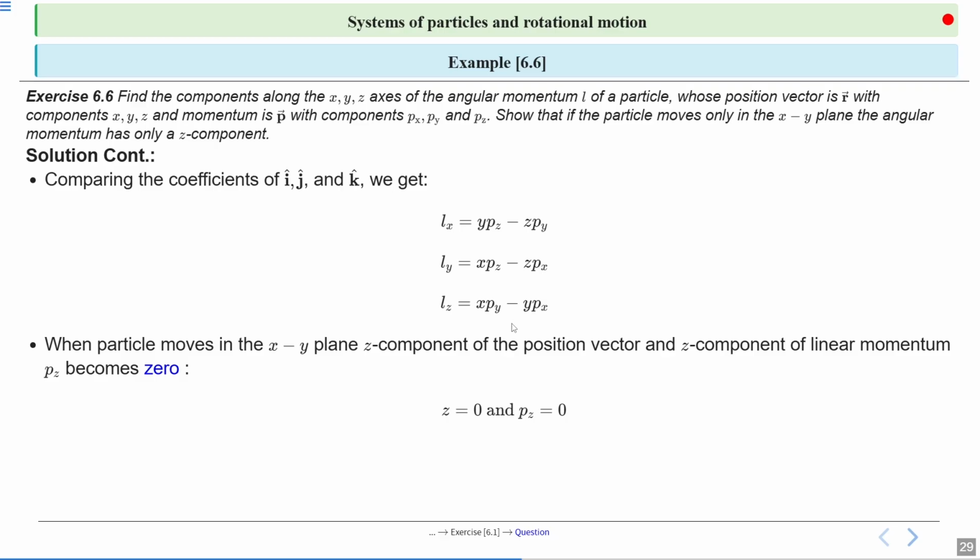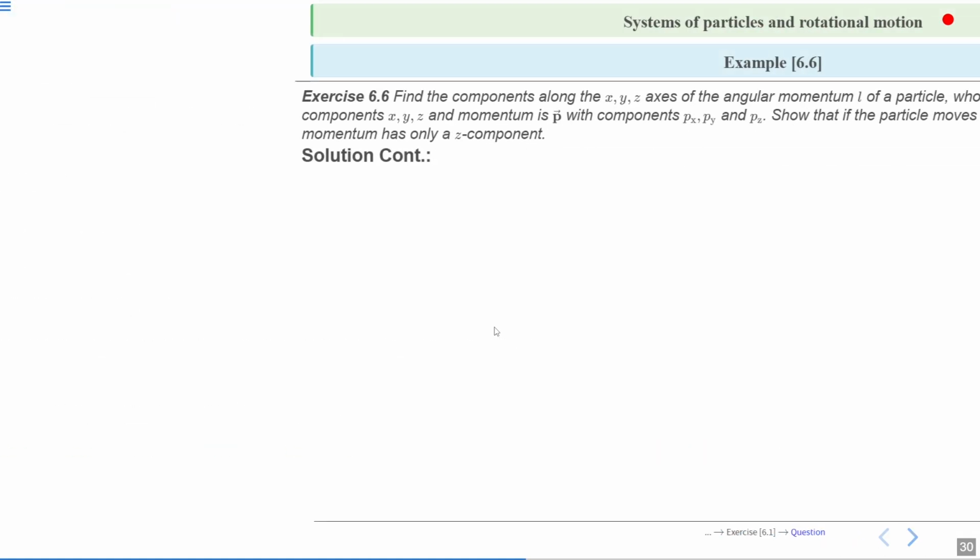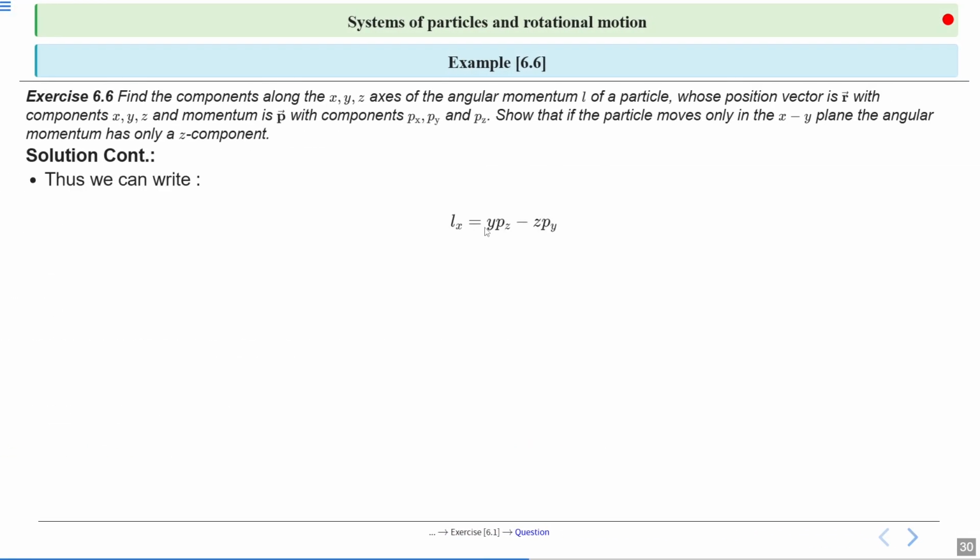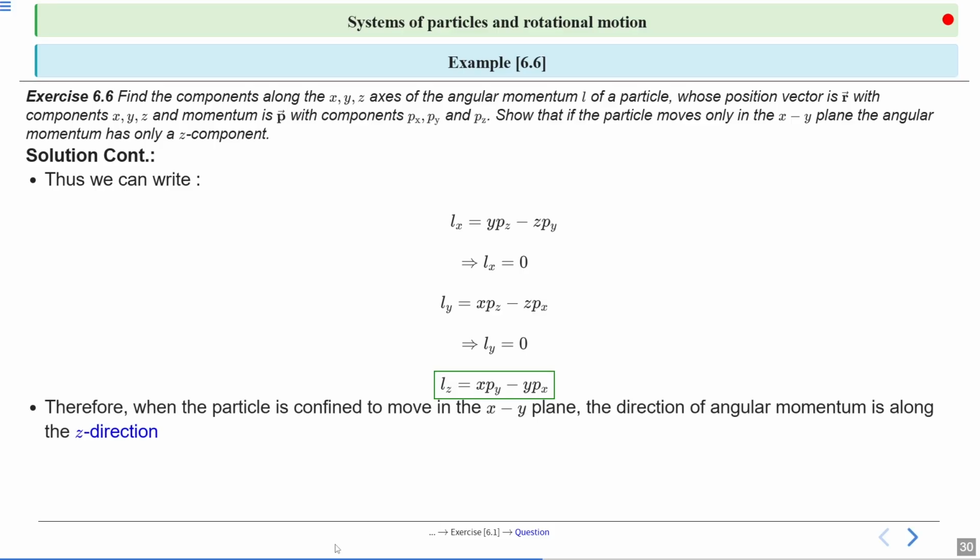When the particle moves in the xy plane, the z component of the position vector and the z component of the linear momentum, that is pz, become 0. So we can say z equal to 0 and pz equal to 0. Thus Lx is equal to y pz minus z py, which is 0. For Ly, it will be x pz minus z px, so Ly equals 0, and Lz is equal to x py minus y px. Therefore, when the particle is confined to move in the xy plane, the direction of the angular momentum is along the z direction.